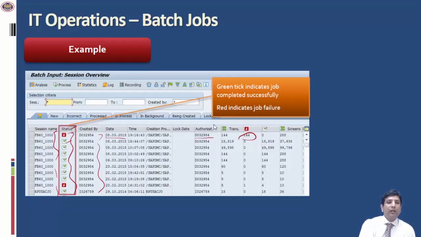So in this way, we can get a comprehensive view of what are the batch jobs which are being run at any point of time. We may also be able to get a list of all the batch jobs run for a period using the logging feature of the specific ERP.